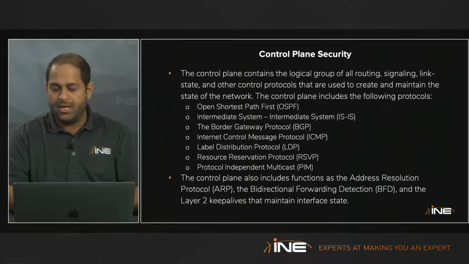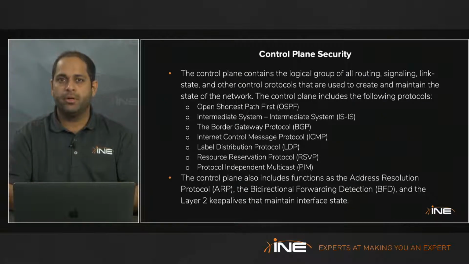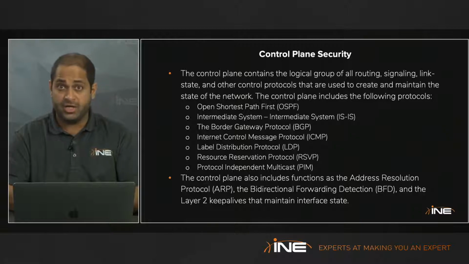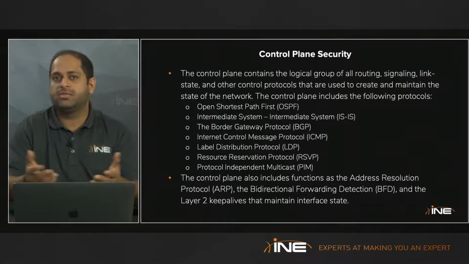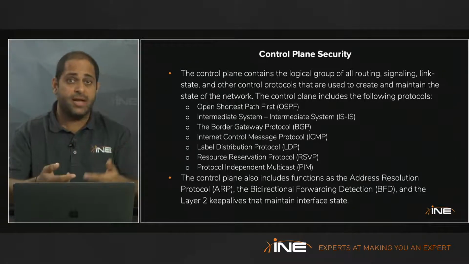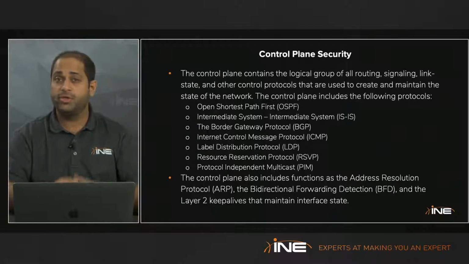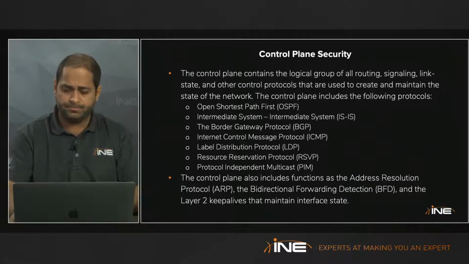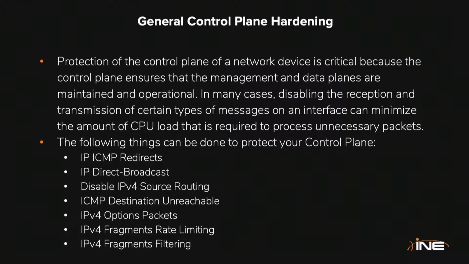Protecting the control plane is really, really important because without control plane protection, anything that happens in the data plane could affect the control plane. For example, let's say if there was a DoS attack as far as your data plane is concerned, it could affect your control plane, which could bring your entire network down. So there are different ways of actually protecting your control plane. The first method could be maybe by disabling IP ICMP redirects.